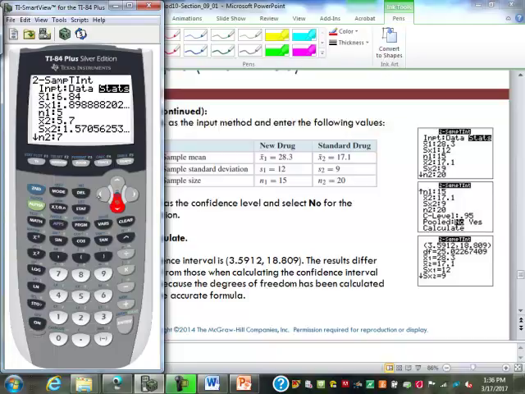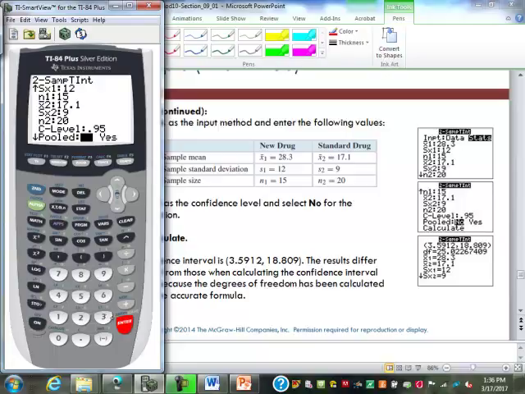Our first mean is 28.3. Our first standard deviation is the 12 out of the table here. Our first sample size was 15. So that's just this first column of the table here. Our next column, X bar 2, is 17.1, the average decrease in the second sample. The standard deviation of the second sample is 9, and that second sample size is 20. Confidence level is 0.95.